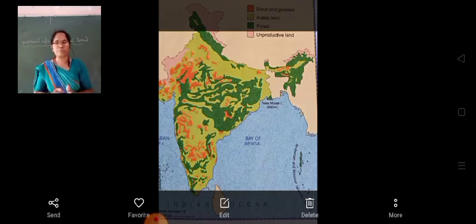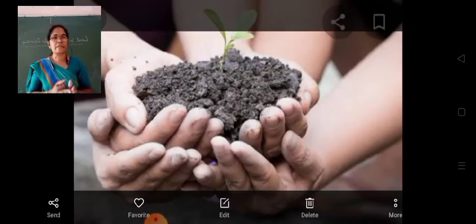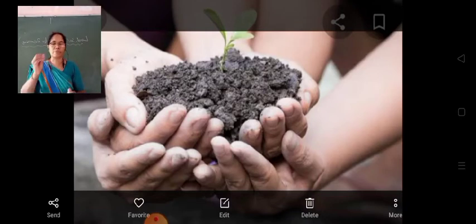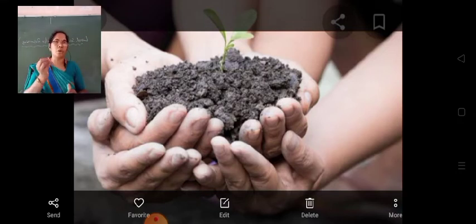Now let us see the soil resources. We know that soil forms the upper layer of the earth's crust, and it is made up of loose rock fragments and organic matter.